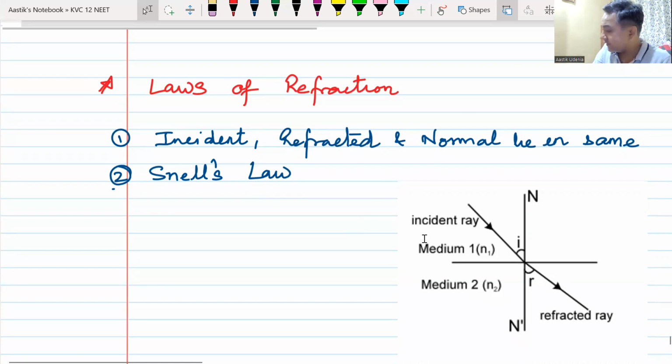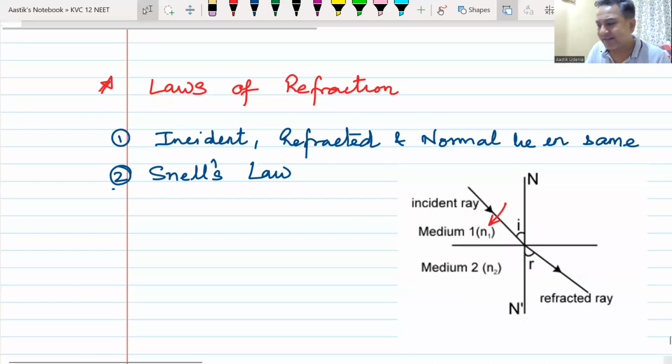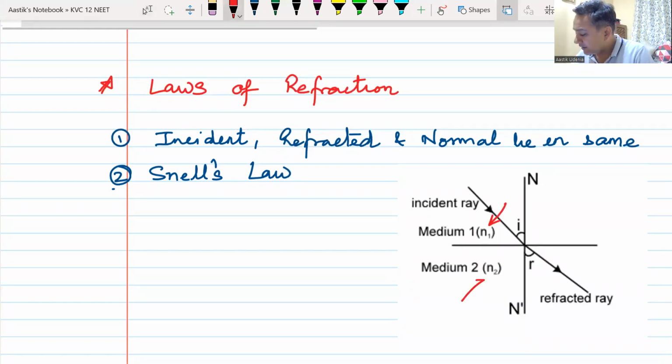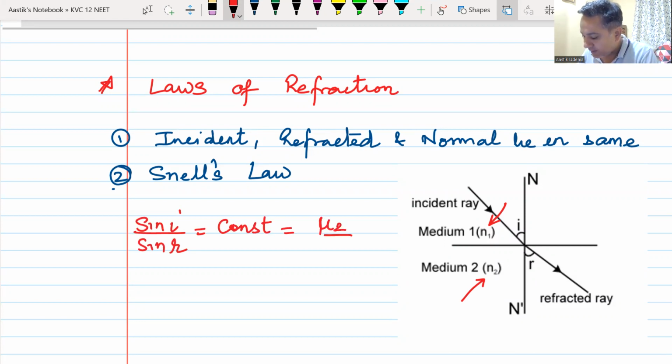So here, as you can see, we have an incident ray. Do we see an incident ray? Yes, sir. Do we see a refracted ray? Yes, sir. The incident ray is in medium number 1, whose refractive index is mu1 or n1. Here it is given as n1. You can write it as mu1. And the second medium has a refractive index of mu2. Snell's law, as Abhiram rightly said, sin I by sin R is a constant. And what is that constant equal to, my dear friend? It is equal to mu2 or n2 divided by mu1 or n1. Do we understand this? Yes, sir.